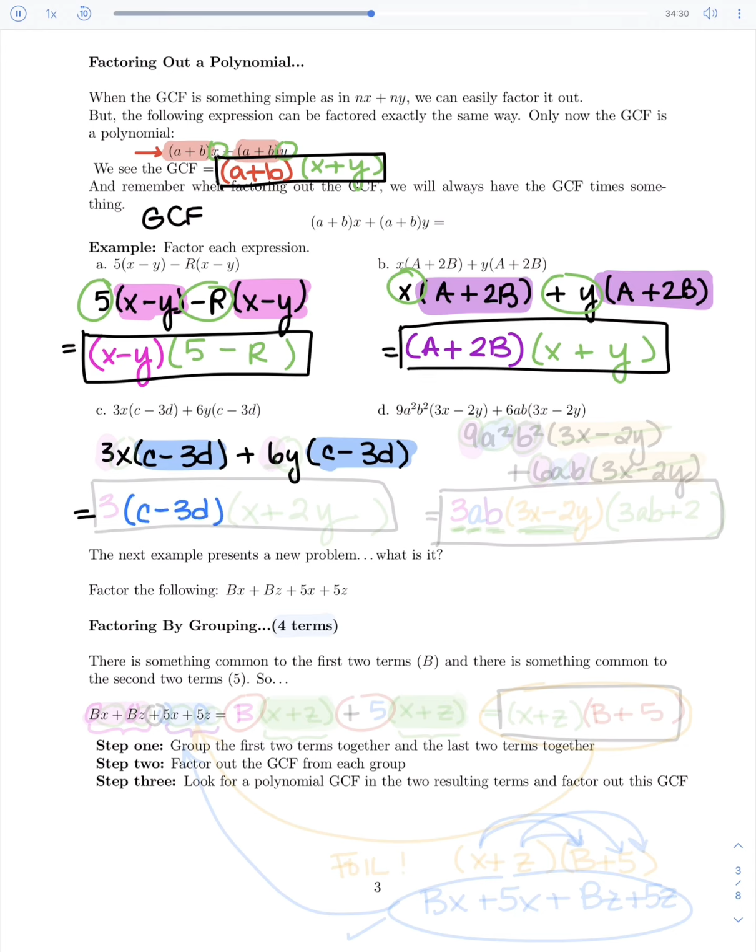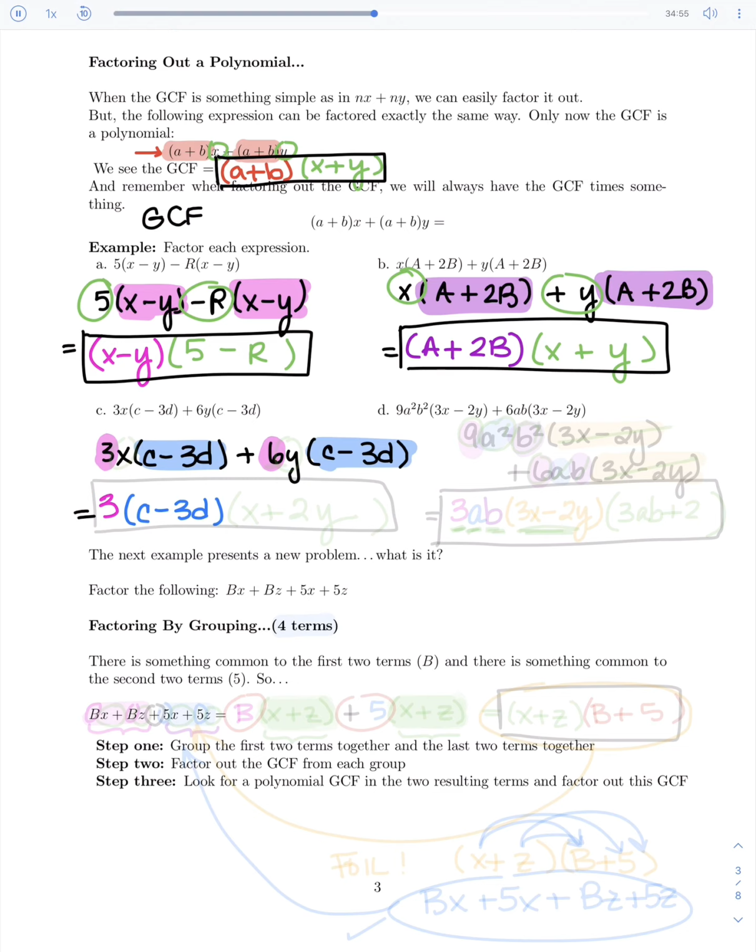But we can't ignore that there's also a common factor in the numbers, a 3 and 6. Well, 3 and 6 are both divisible by 3. Notice they aren't in any set of parentheses, so when I pull it out of both, it's not going to be in any kind of parentheses. So I'm pulling out a common factor of 3, with no parentheses.